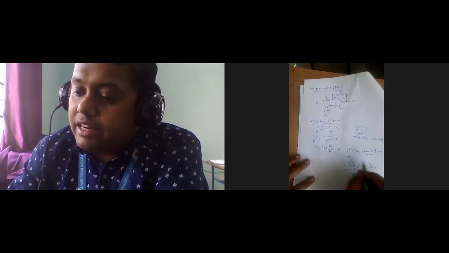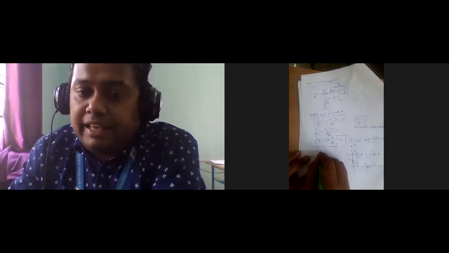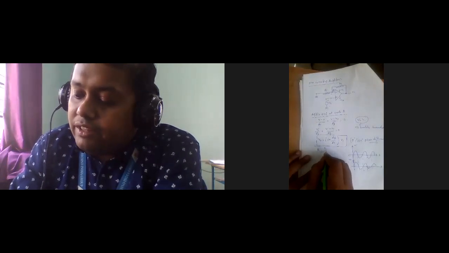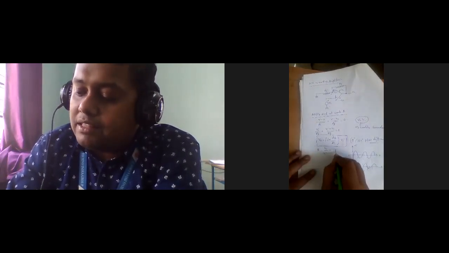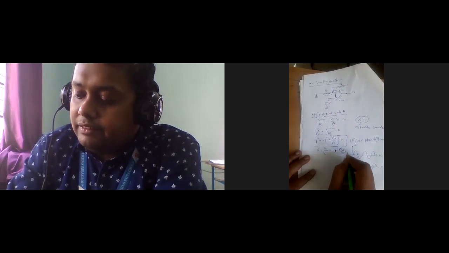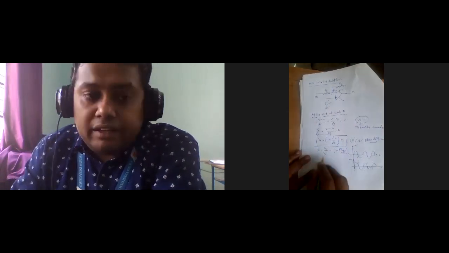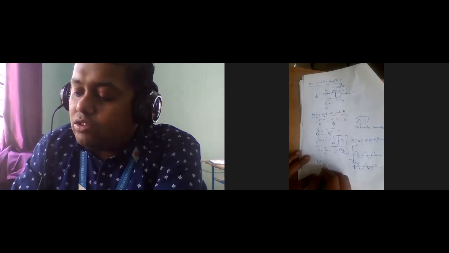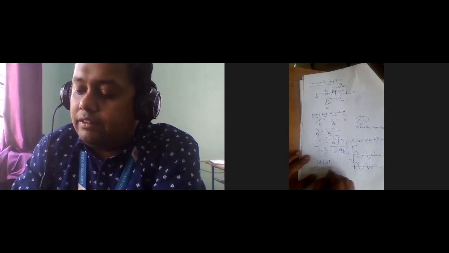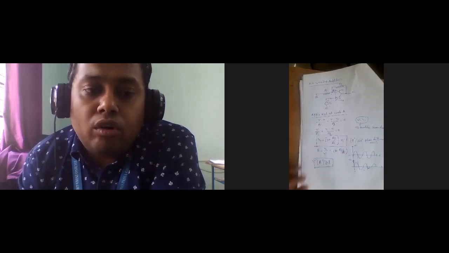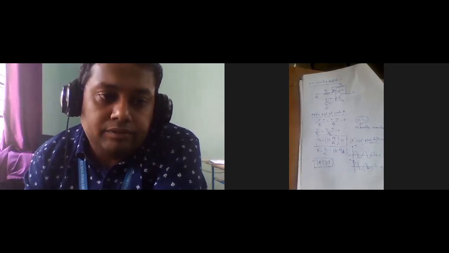And in the non-inverting amplifier, the phase shift is 0 degree or 360 degree, so it is considered the non-inverting amplifier. If we consider the gain A, that is V naught by Vi, that is equal to 1 plus Rf by Ri. So the gain magnitude is always greater than or equal to 1.